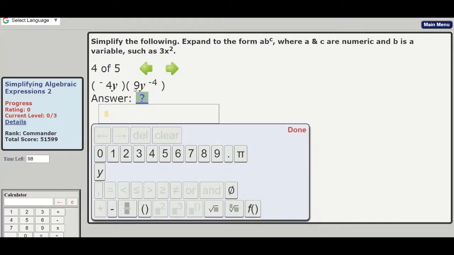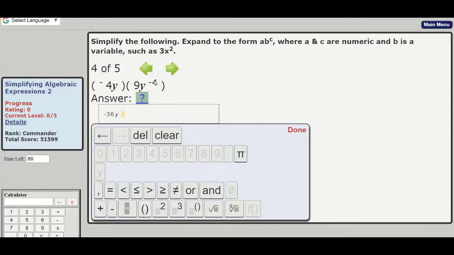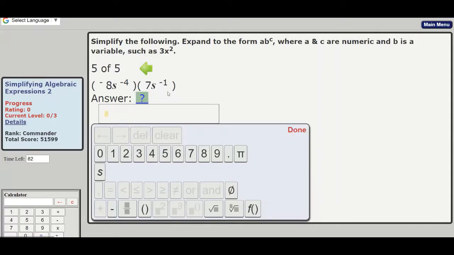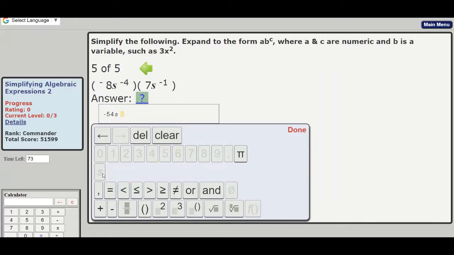Next, negative 4 at 9, negative 36. Kailangan sa ulo ang multiplication table. Then, y to the 1 plus negative 4, so negative 3. Type natin, negative 3. Okay, done. Then, negative 8 times 7, negative 54. Feeling ko sa sign ako nagkakamali kasi yung ibang sign hindi ko na tinitingnan. Negative 4 plus negative 1 is negative 5.